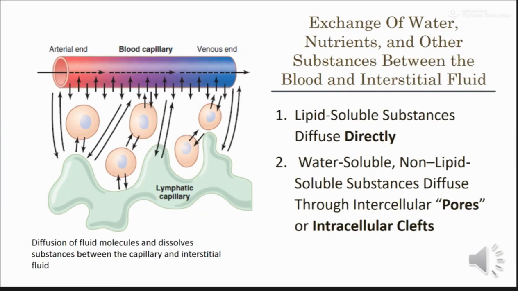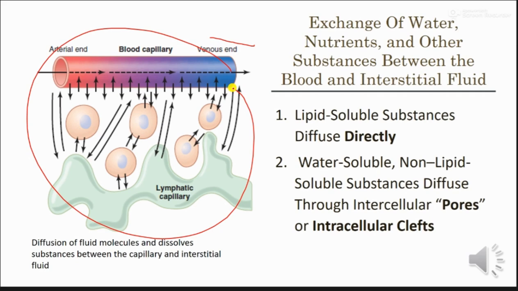Now let's go to the exchange of water, nutrients, and other substances between the blood and interstitial fluid. This is our capillary. There is diffusion of fluid molecules and dissolved substances between the capillary and the interstitial fluid. Again, we have lipid-soluble substances, meaning they are soluble in lipid or fat. But the water-soluble ones are not soluble in lipid, so they diffuse through pores. The lipid-soluble ones diffuse directly, since they can pass through the lipid membrane. Some examples are oxygen and carbon dioxide.